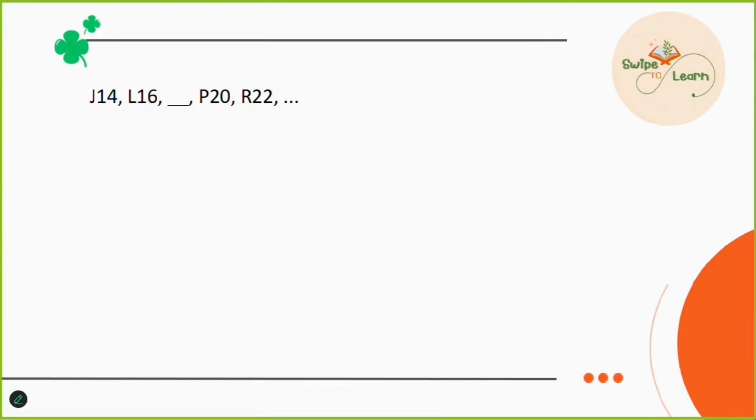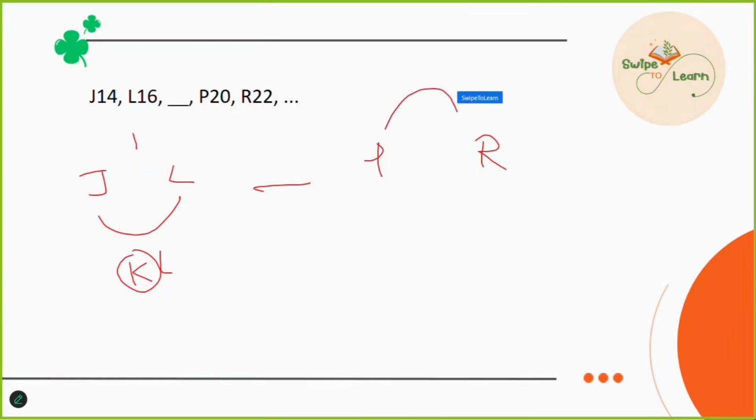Okay, the next question: J14, L16, P20, R22. We'll first find out the alphabet. So J, L, missing term, P, R. When we observe this pattern, we can say that the letters are jumping by 2. J, K, L, or if we consider only K, this is jumping by 1 alphabet. And between P and R, there is a missing Q here. So these are following a pattern which is jumping by 1. Definitely the missing term should follow that jump.